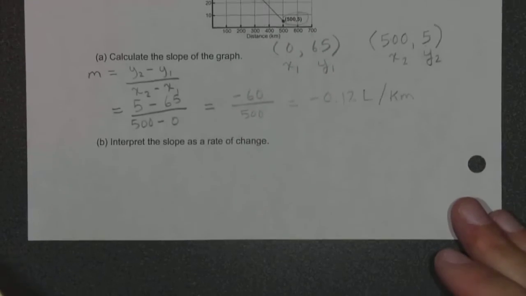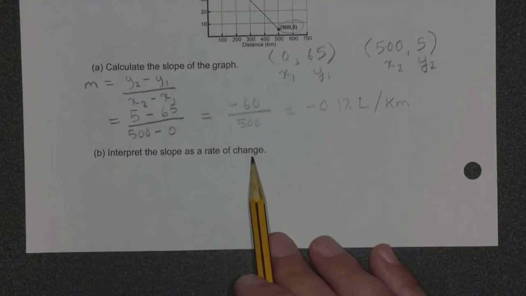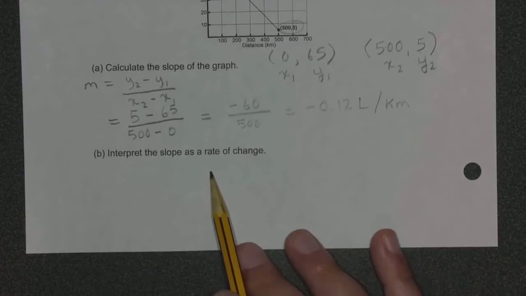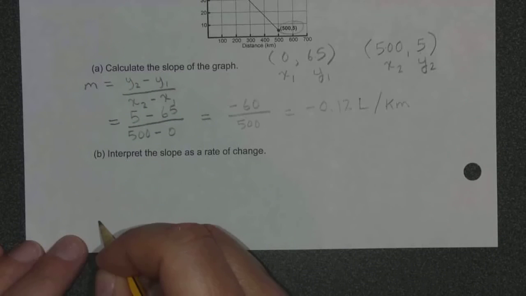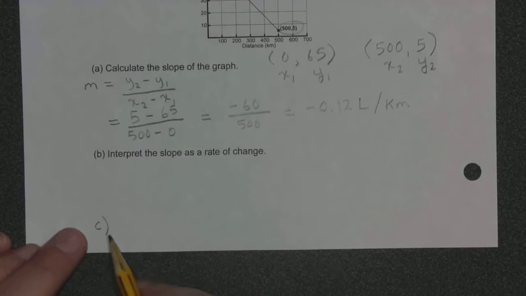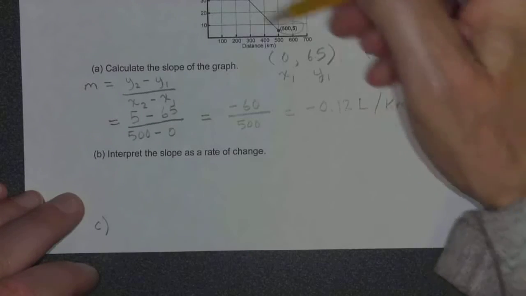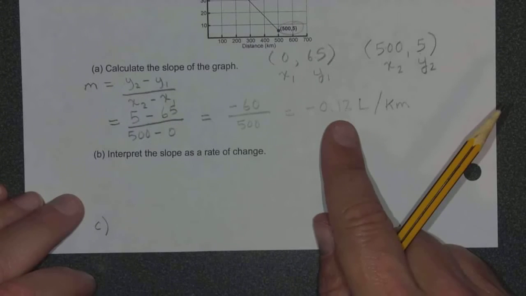Got it so far? Now, interpret the slope as a rate of change. So explain what this really means. Okay? So interpret it as a rate of change. I'm going to add letter C over here, which is very important, which I'll show you after. I'm just giving you this for space, okay? So interpret this. So that's great that you came up with a slope of negative 0.12, but what does that mean? What did you actually do?